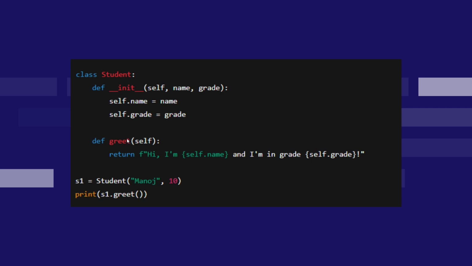So over here in the greet function, I use self. This makes it 10 times easier because here I just do return hi I'm self.name, which equals name over here. And I'm in grade self.grade. And then here I just name whatever variable I want. Here I'll just call it s1, student one, equals the Student class, name and then grade. I'm in 10th grade, so Manoj, 10. Print s1.greet. And all this will do is return, hi, I'm Manoj, I'm in grade 10. That's pretty much the basics of object-oriented programming.